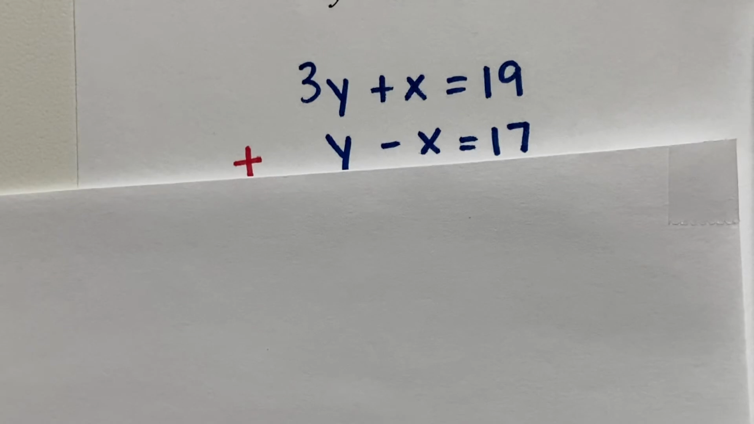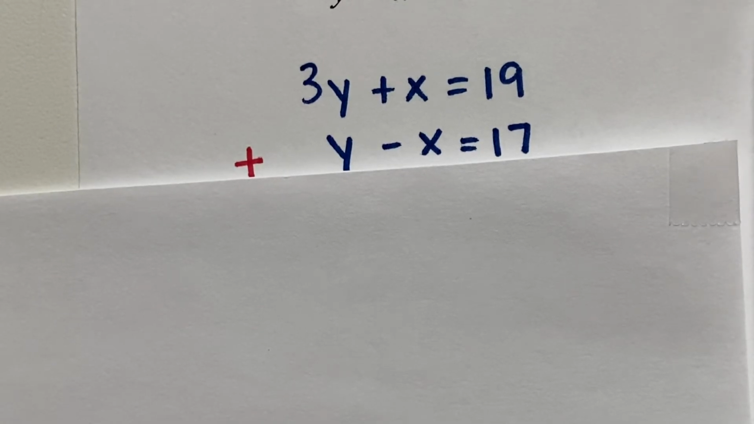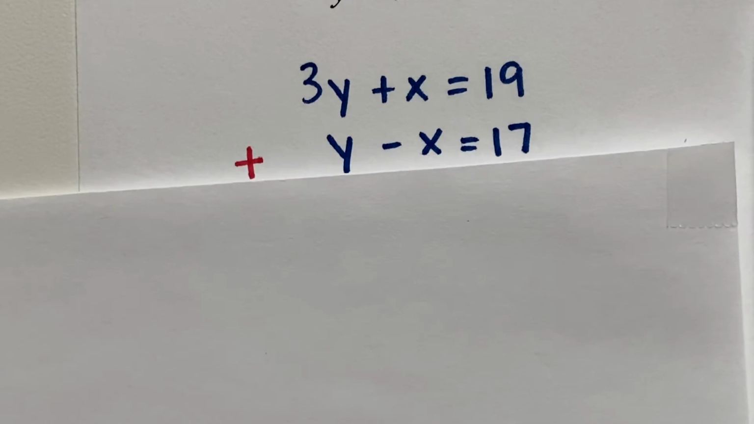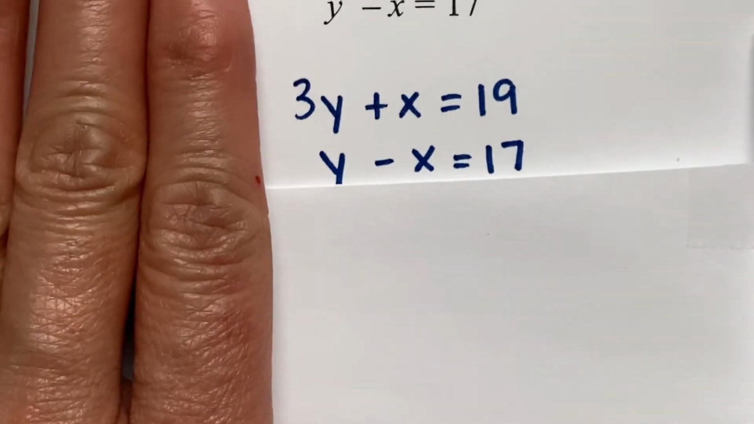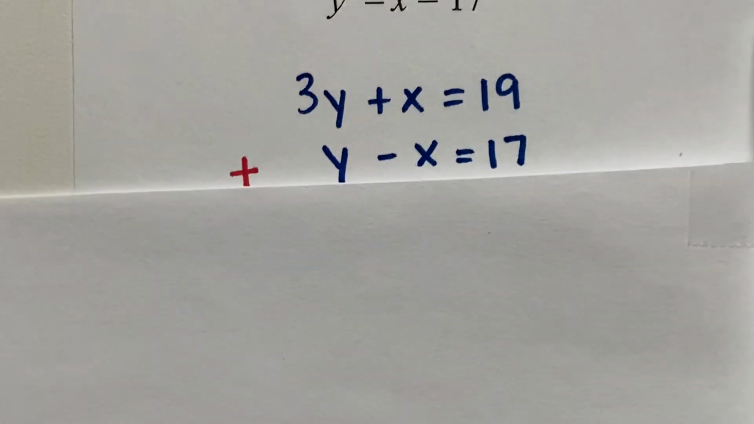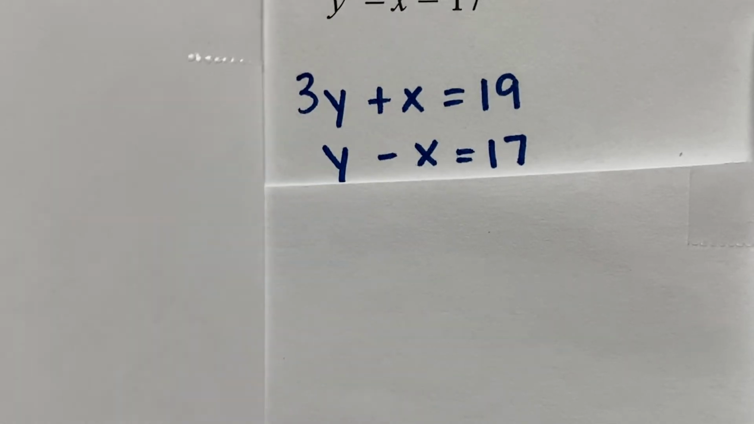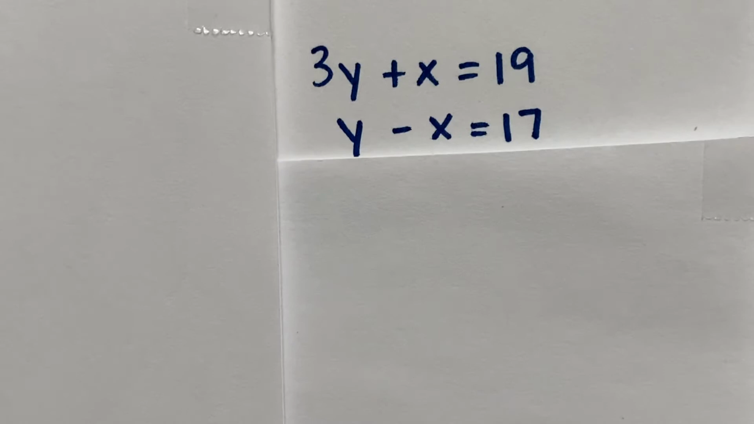So when you look at the two equations, you're going to try and figure out which variable is going to cancel. Just by looking at this, 3y plus x equals 19 and y minus x equals 17. Ignore the plus sign just right now. I want to recognize that my x's are going to cancel.